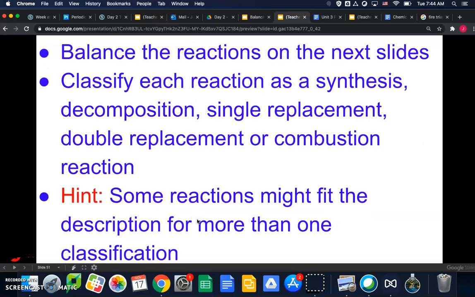Okay, so what are your instructions for today's assignment? You're going to balance the reaction on the next slides. Classify each reaction as a synthesis reaction, a decomposition reaction, a single replacement, a double replacement, or a combustion reaction. Some of these reactions might fit into more than one classification, just so you know. If it does fit into more than one classification, try to get both of them if you can, or at least get one.